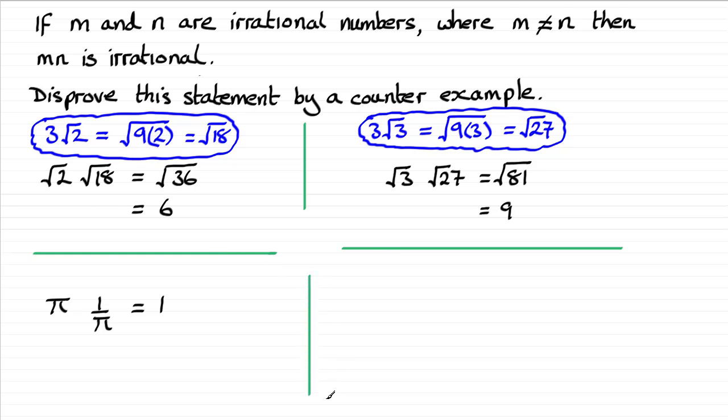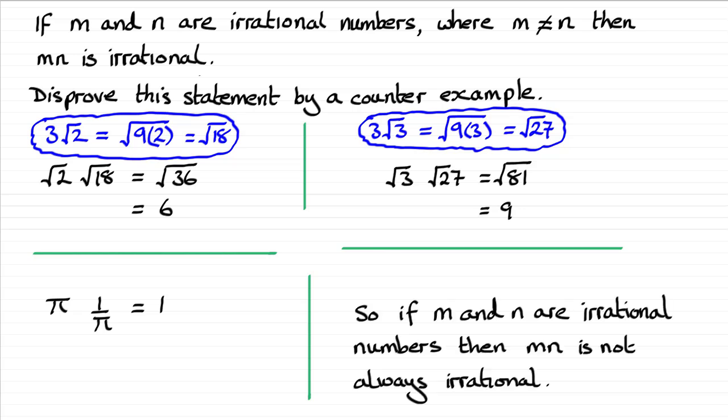Then we've got 3 examples, and if you were to write a conclusion, then you can see that if m and n are irrational numbers, then m times n is not always irrational. Okay?